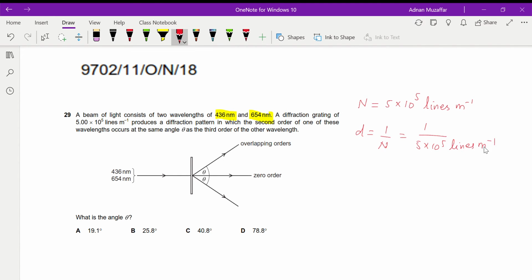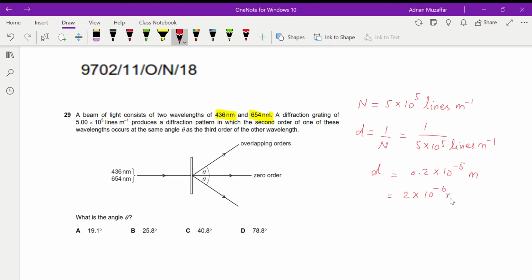Definitely when you take this meter inverse to the numerator, its power will become positive. It's a negative power here, so when you move it to the numerator, it will be positive. And 1 over 5 is 0.2 times 10 to the power minus 5, and when I move it to the numerator, it will become m to the power positive 1. So I can write it as meter. So d, which is the diffraction grating spacing, is 0.2 into 10 to the power minus 5 meter, or you can write 2 into 10 to the power minus 6 meter.